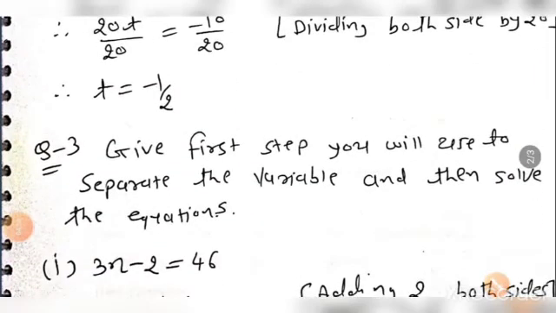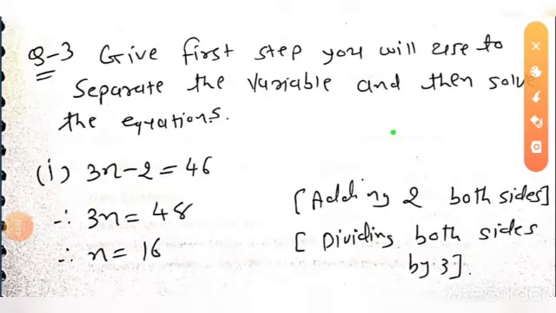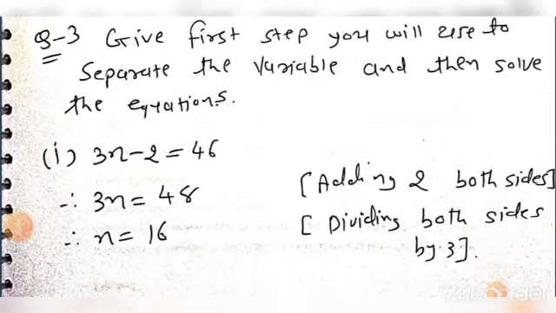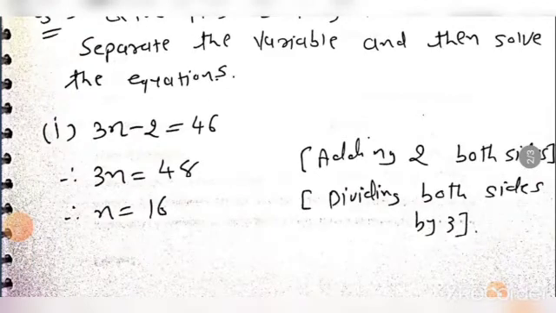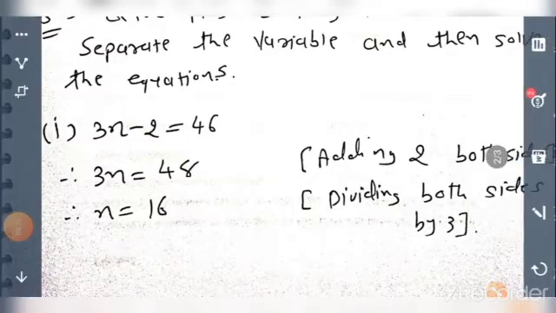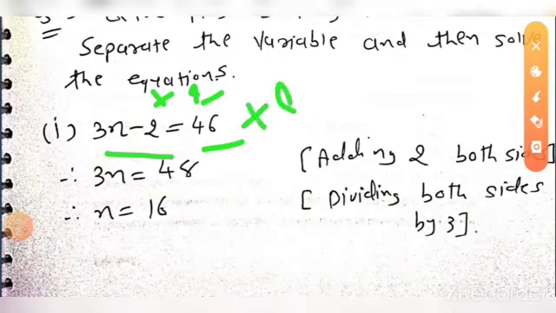After that, question number 3. In question number 3, give the first step you will use to separate the variable and then solve the equation. So in question number 3, first of all they give one question: 3n minus 2 is equal to 46. So I just add 2 on both sides of the equation.